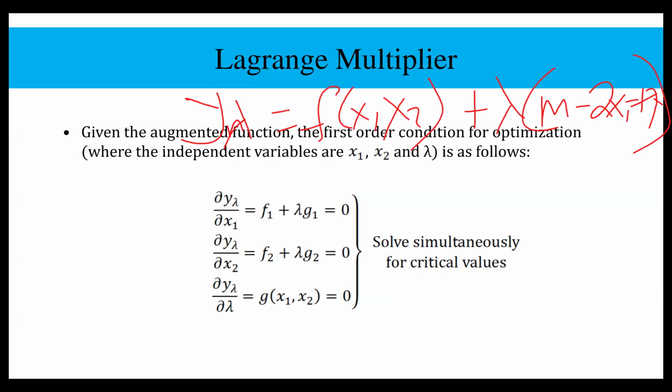Then you have to do the partials on this. The first partial from that with respect to x1 means you're differentiating this entire function with respect to x1 and set it equal to zero.